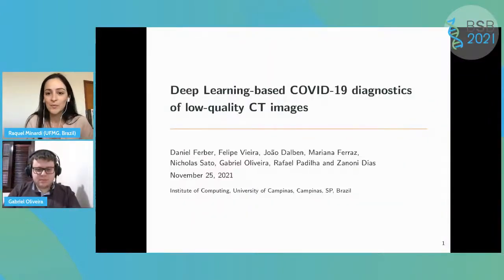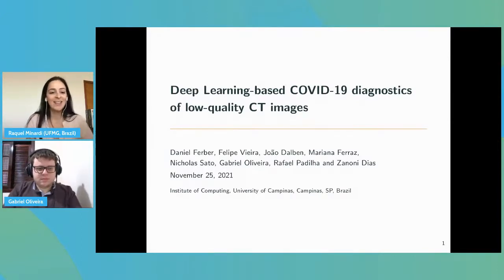He's going to present his paper entitled Deep Learning Based COVID-19 Diagnostic of Low Quality CT Images. So, welcome, Gabriel. I'm going to show here your presentation. And good luck, good presentation.